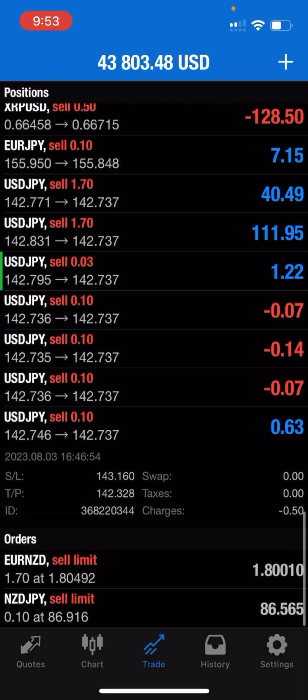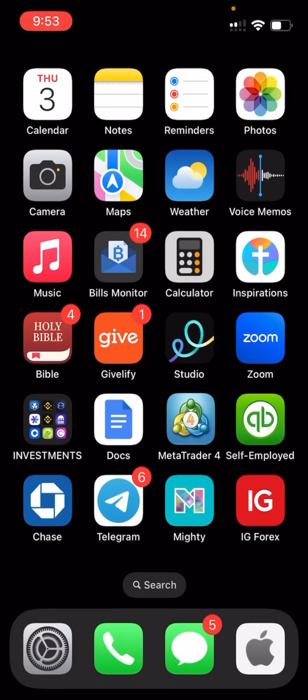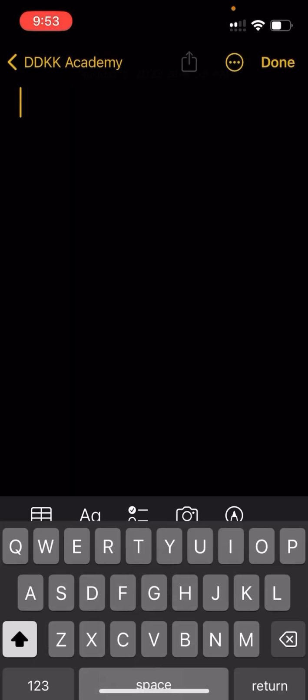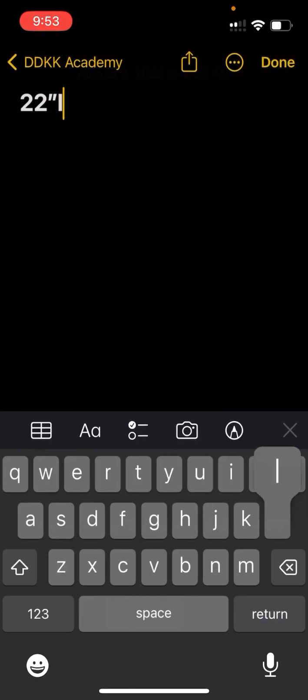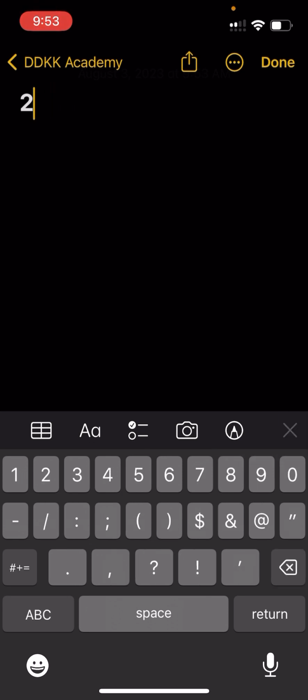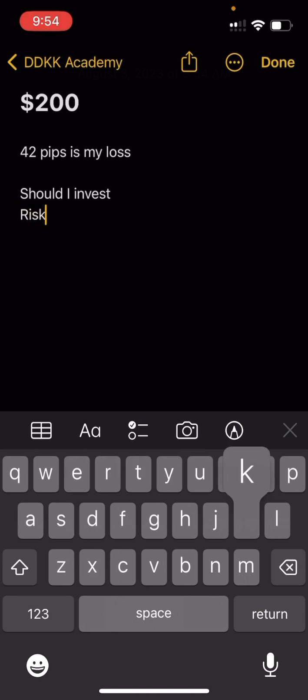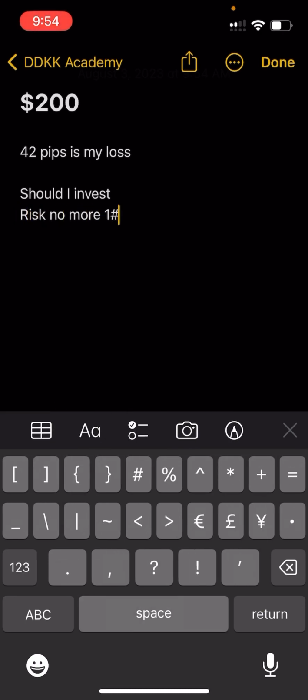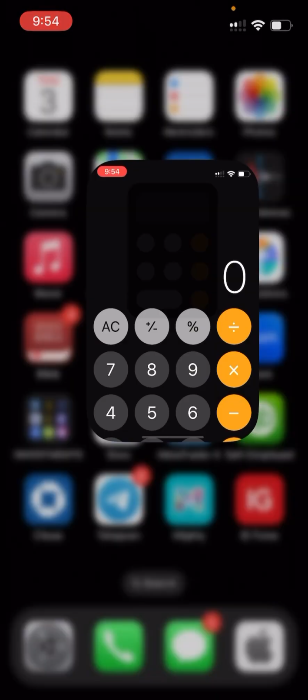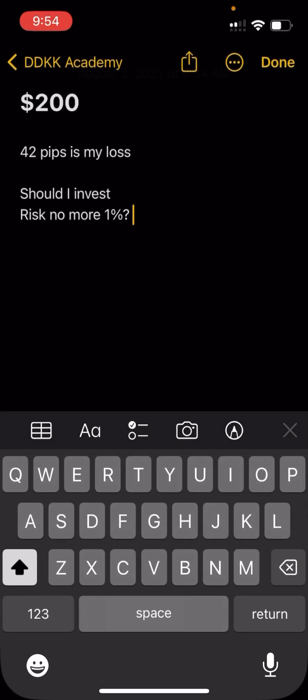Premeditate your losses. So when you look at your capital, when you say, okay, I'm gonna go put $200 in my trading account, which is unrealistic, but people do it. It's fine. Then you got to know, okay, well, 42 pips the opposite way is my loss. So what should I invest if I don't want to lose more than 1%? And that is 42. So if you say, oh, I want to make X amount of money, no, you need to focus on what you're willing to lose. And then you go from there.